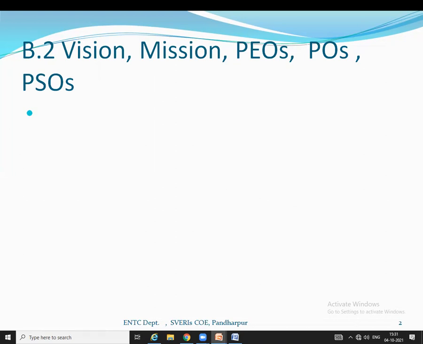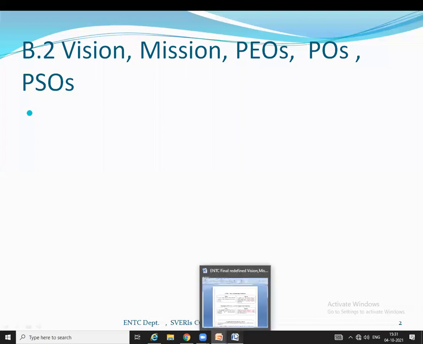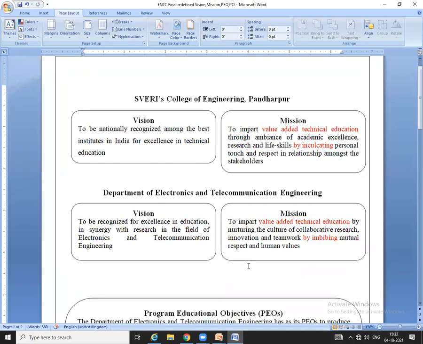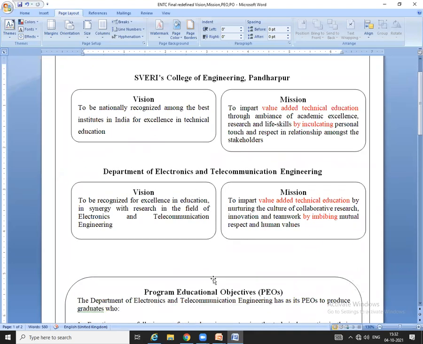Before that, as per our policies, we are supposed to go through our vision, mission, PEO, PO, and PSO. Today's session we will dedicate to these particular points only. As you might have learned, or have gone through from the other subject teachers, as far as my duty is concerned, today we will go with inculcating the vision and mission of our institute as well as our department.